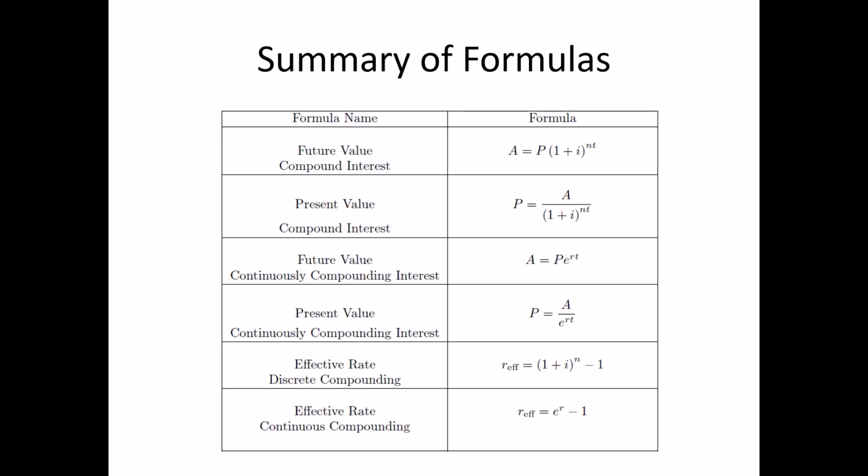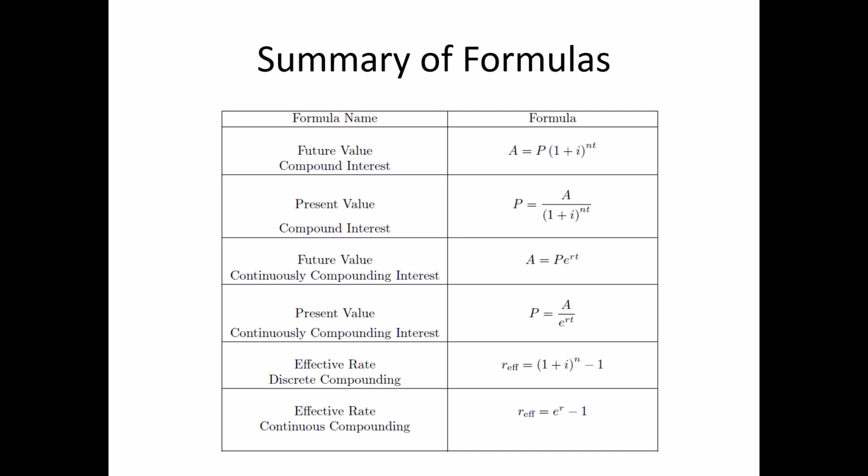So here's a summary of the formulas that were given in this little series of videos. We have the future value for compound interest, where we have A is equal to P times the quantity 1 plus i raised to the nt power. Remember, i is r over n. The present value, we solve this for P, and we have A divided by 1 plus i quantity raised to the nt power.